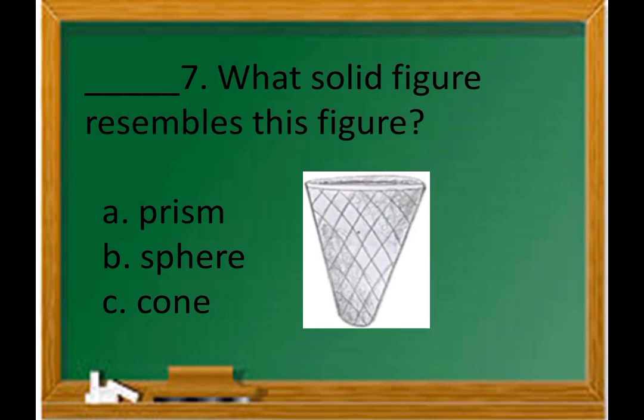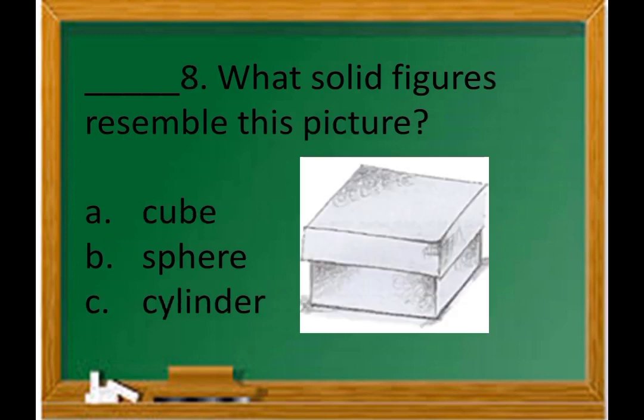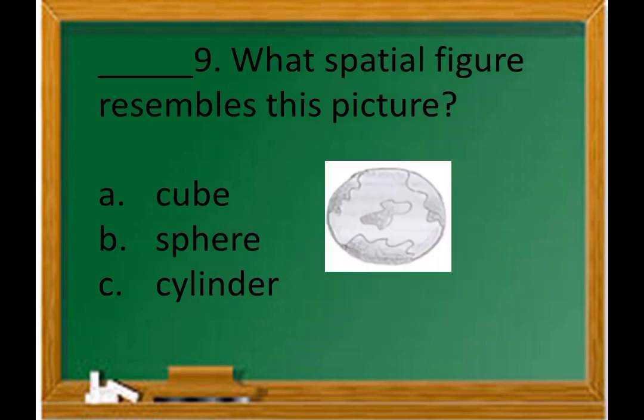Number 7. What solid figure resembles this figure? A. Prism. B. Sphere. C. Cone. Number 8. What solid figures resemble this picture? A. Cube. B. Sphere. C. Cylinder. Number 9. What spatial figure resembles this picture? A. Cube. B. Sphere. C. Cylinder.